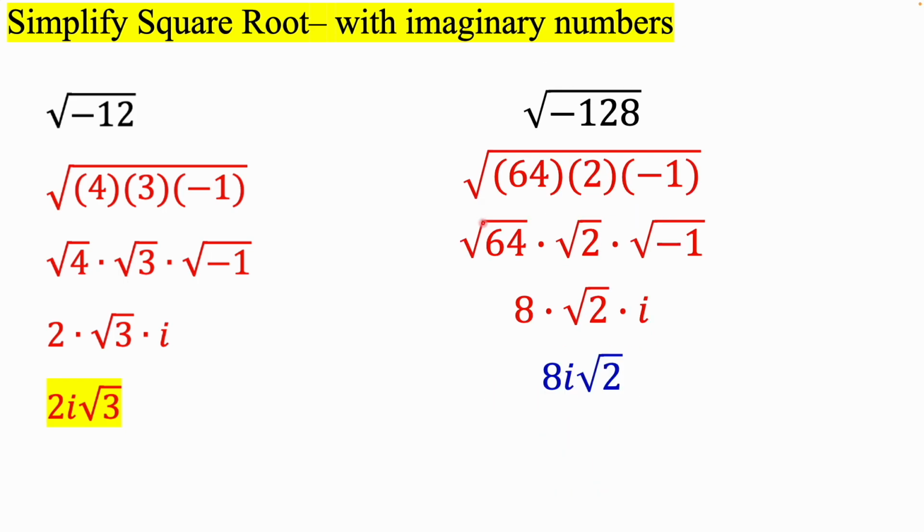So the best way to do these kind of problems is to take the biggest factor, here 64, and we know we can get the square root of 64, which will give us 8.